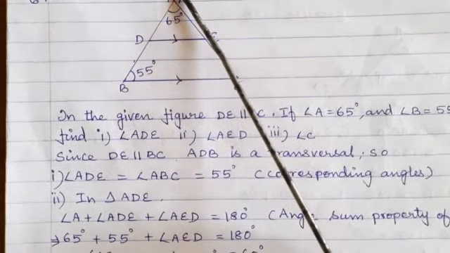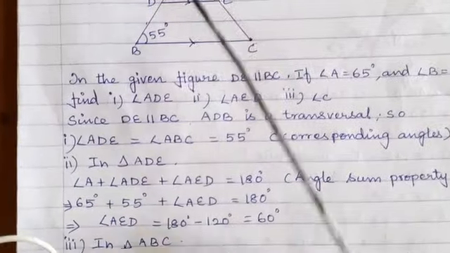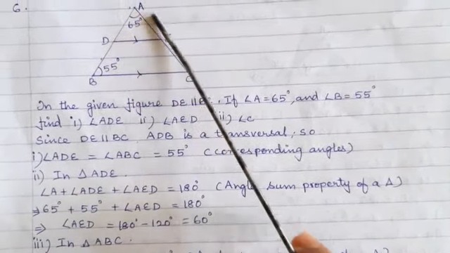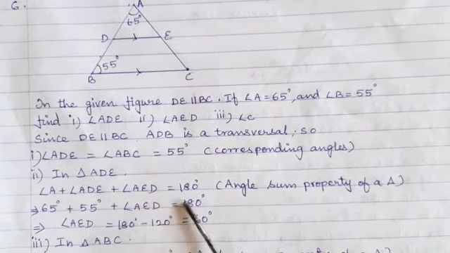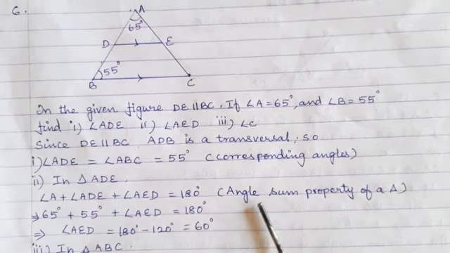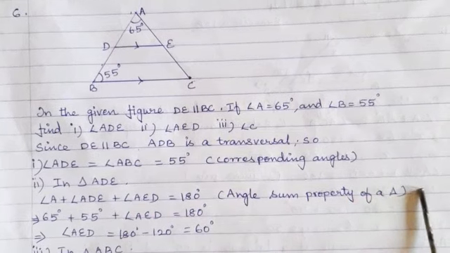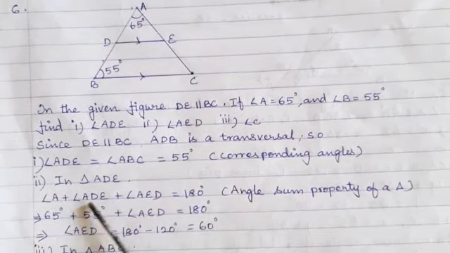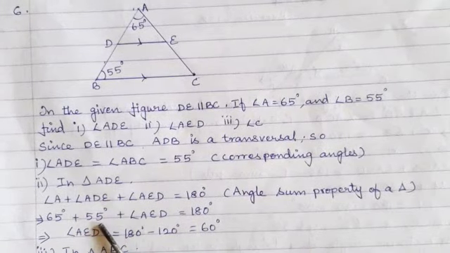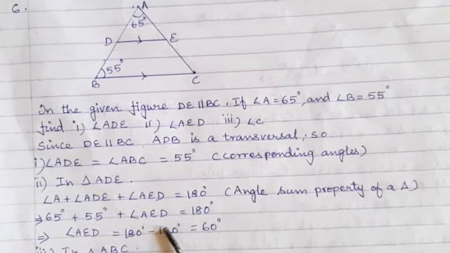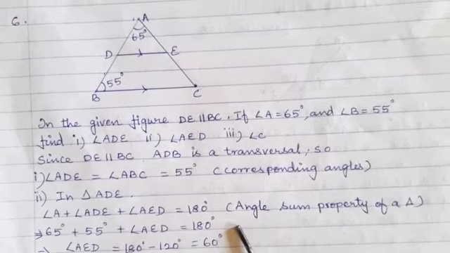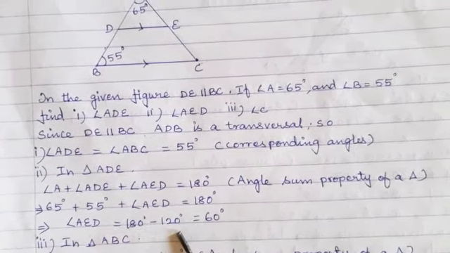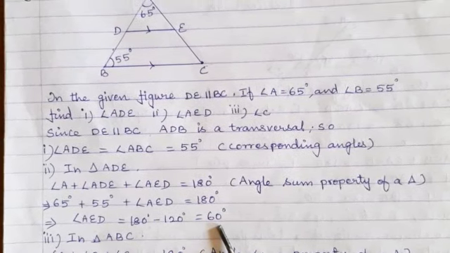So we will take the triangle ADE: angle A plus angle ADE plus angle AED is equal to 180 degree. Reason, the angle sum property of a triangle. Angle A is 65 degree, it is given here. ADE, we found, is 55 degree, plus angle AED equal to 190 degree. So therefore angle AED is equal to 190 minus 120, that is equal to 60 degree.